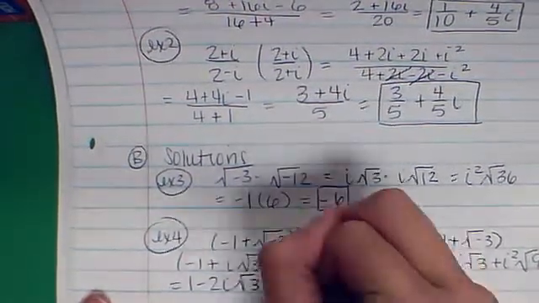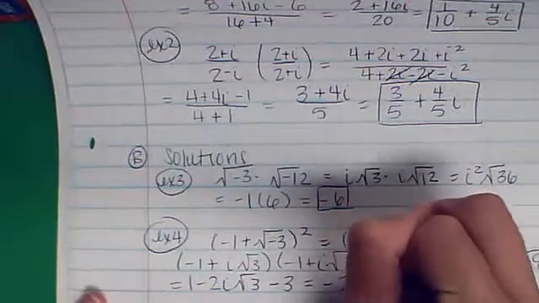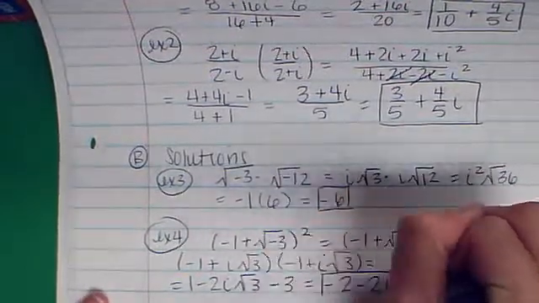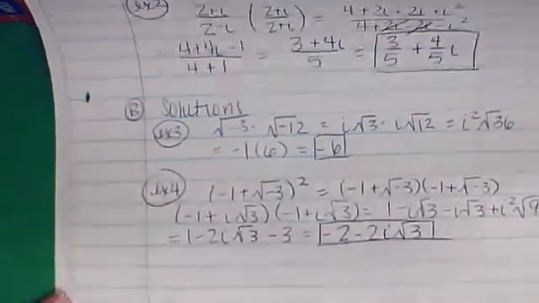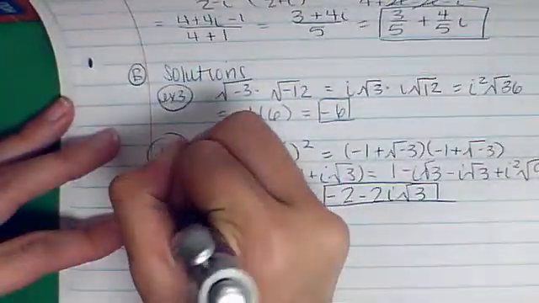When I combine my like terms, I have negative 2 minus 2i square root of 3. And that is my final answer because that is in a plus bi form. The last thing we need to look at is how to use the quadratic formula.